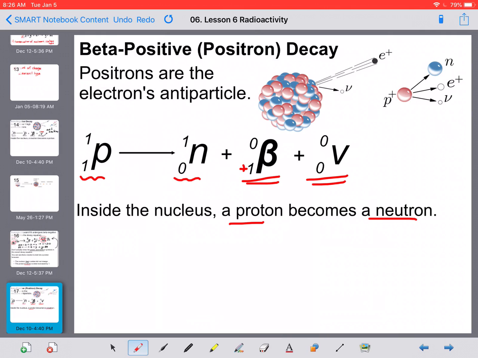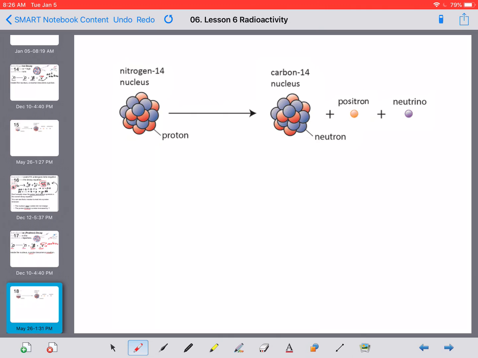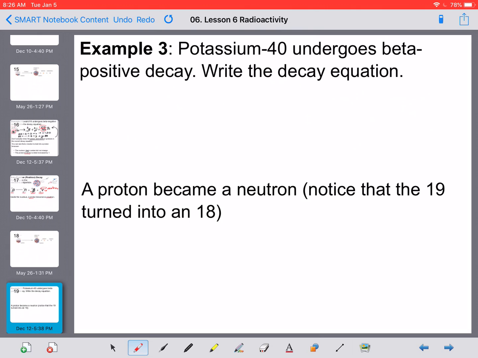Notice how there's no bar on top of this symbol. So inside that circle I just drew, it's empty. That means it's not an antiparticle. So this is just a neutrino. So there's an example of beta-positive decay. You can pause the video and have a look if you would like.